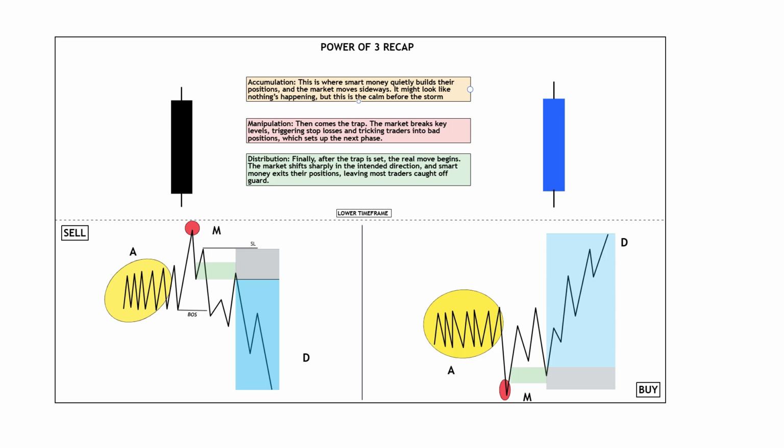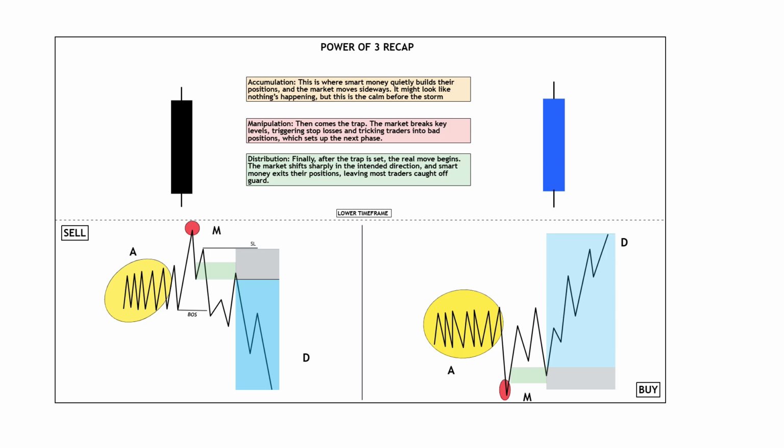Let's get into it. Right here for our power of three recap, the first step we have is our accumulation. Our accumulation is where smart money quietly builds their positions as the market moves sideways. It might look like there is nothing happening, but this is the calm before the storm. This is where price is building orders. We may call this a consolidation zone also, but price is just moving in a sideways pattern, as you can see. And the second step for our power of three is our manipulation.